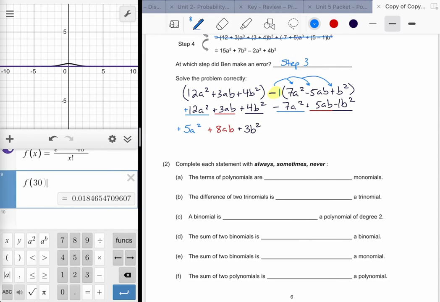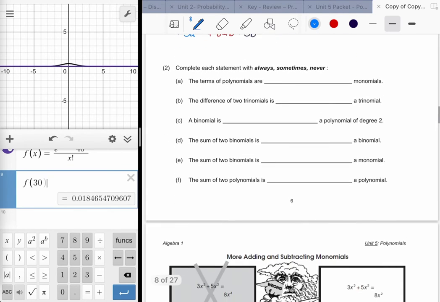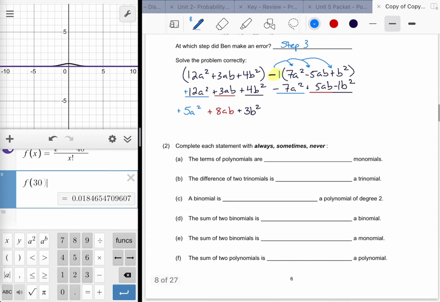So number 2 here seems like it's kind of a straightforward problem that doesn't really amount to much, but this is actually the kind of thinking that we need to have. All right. So the always, sometimes, never. This will work its way onto an assessment, so we got to be careful about this.